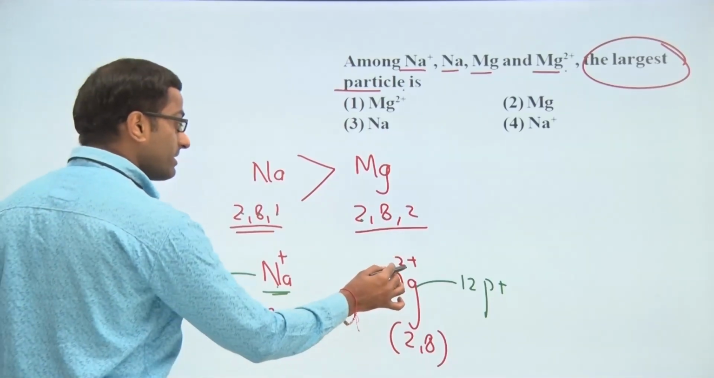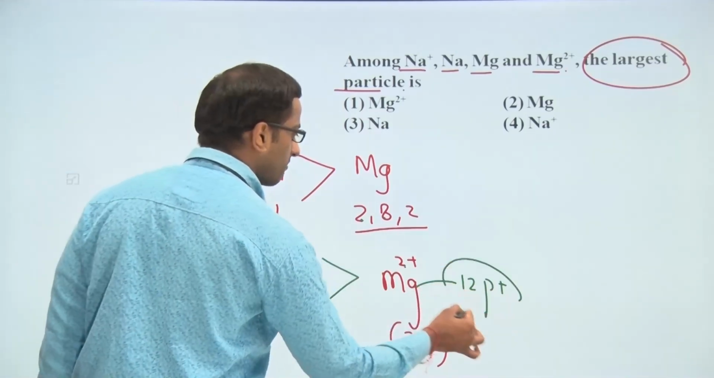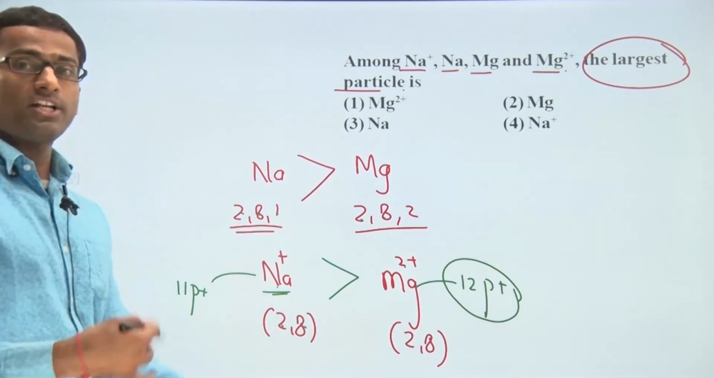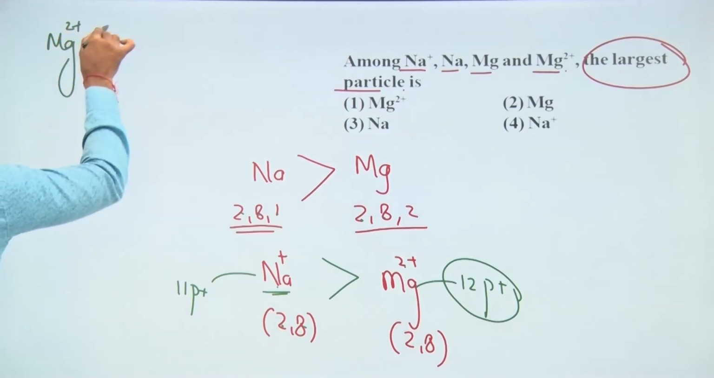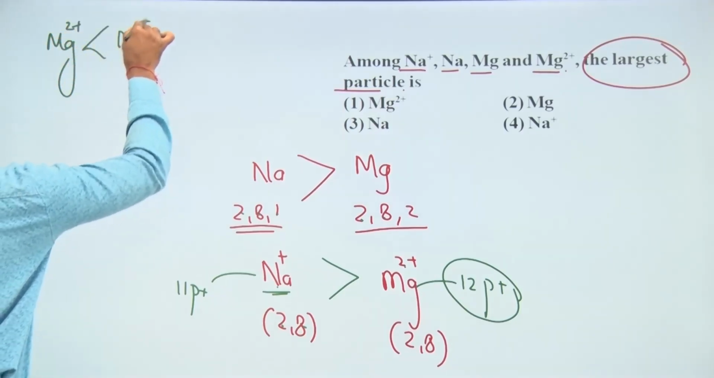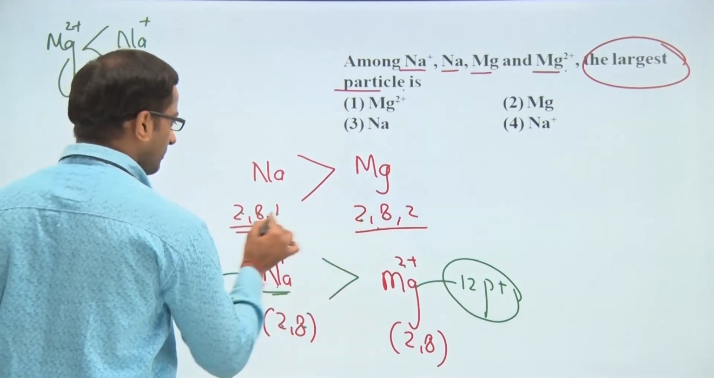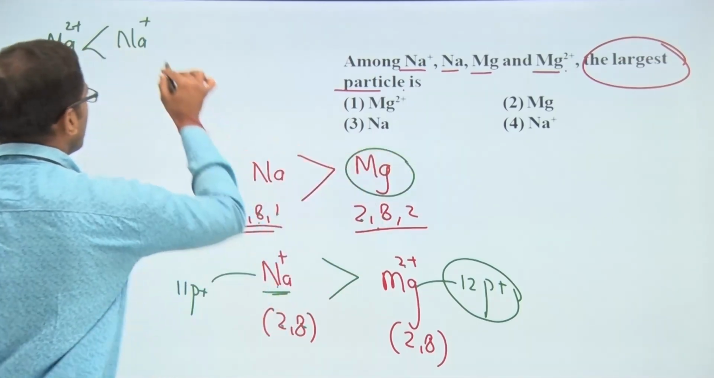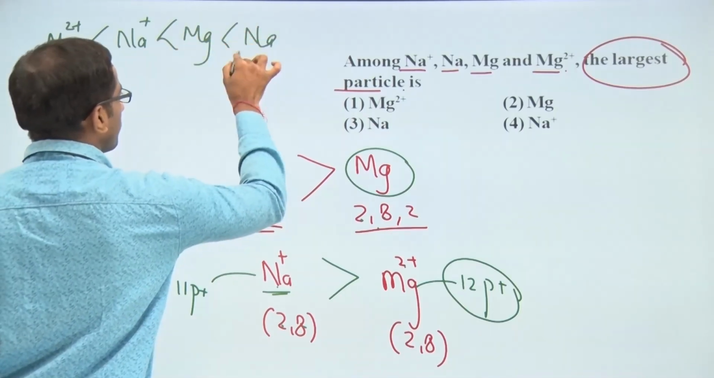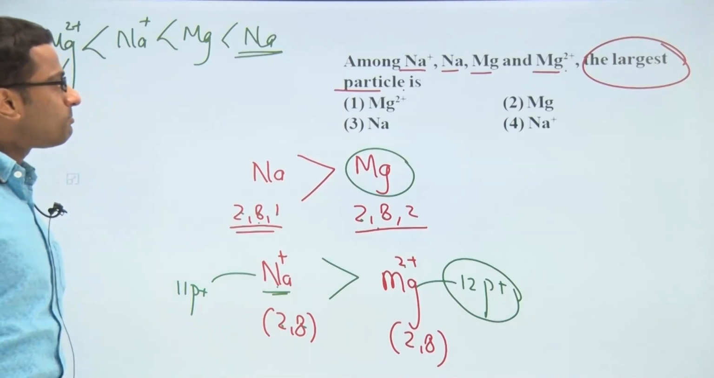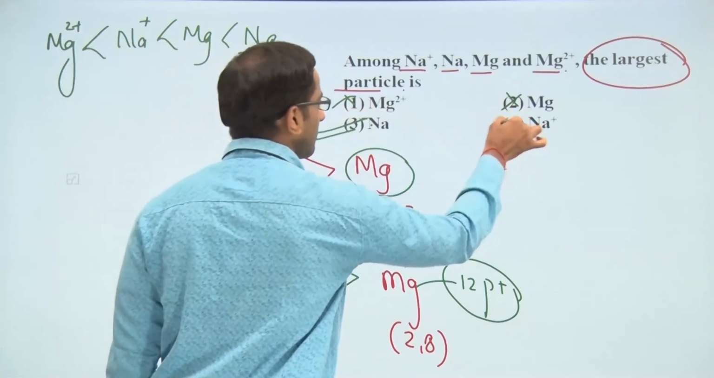But the size of Mg+2 is smaller as compared to Na+1, because more protons are present in the nucleus. Nuclear attraction is more. So Mg+2 is going to be smallest. Then we have Na+1. Obviously after this, 3 shells are common, and magnesium is small as compared to sodium atom. This is the order. So the largest particle is the sodium atom. Third option is correct here.